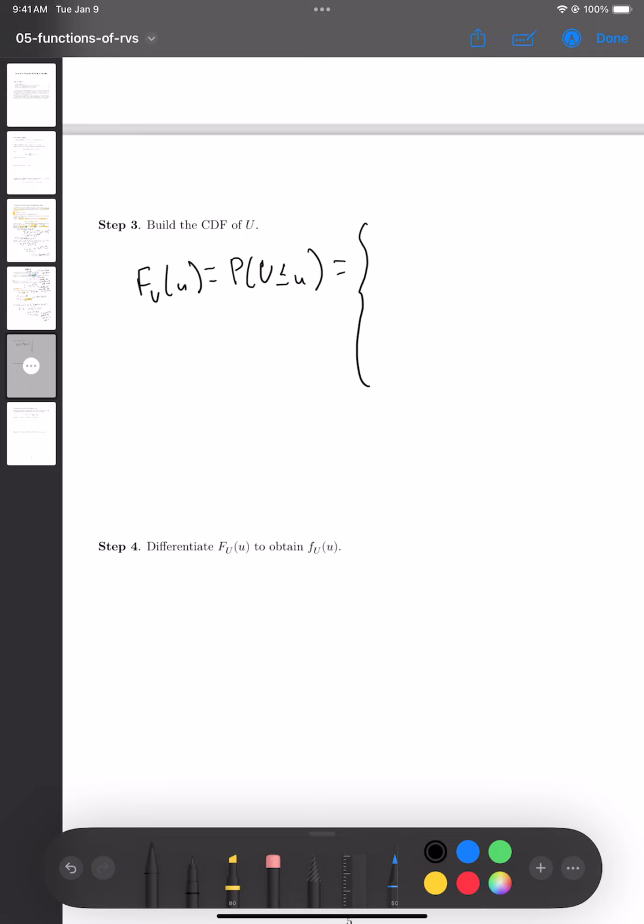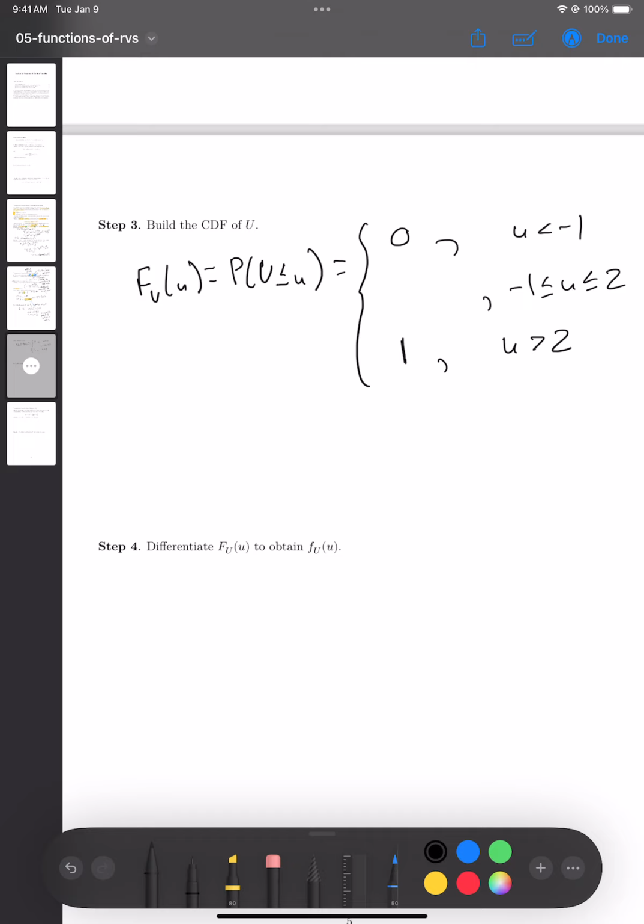The parts that I'm going to fill in right away: if u is less than -1, no probability has accumulated because the support of u is between -1 and 2, so I'm going to put in a 0 there. If u is bigger than 2, then all of the probability has already accumulated. Again, because the support of u is between -1 and 2, by the time I reach 2, all of the probability is there, so that part of the CDF is 1. That leaves one part left to solve for, and that's the part that u actually has support on.